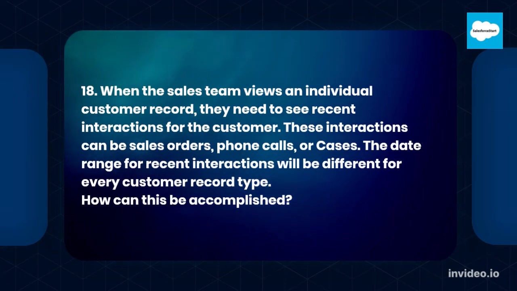18. When the sales team views an individual customer record, they need to see recent interactions for the customer. These interactions can be sales orders, phone calls, or cases. The date range for recent interactions will be different for every customer record type. How can this be accomplished?